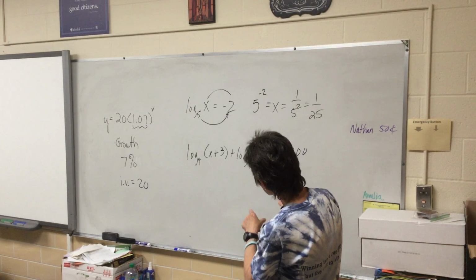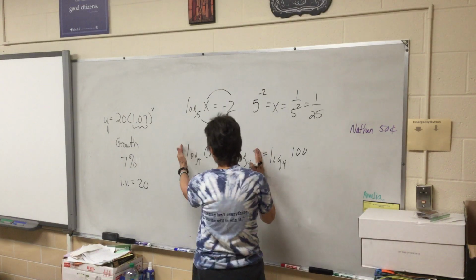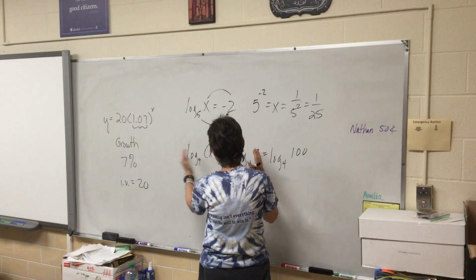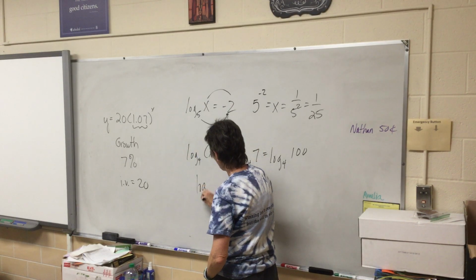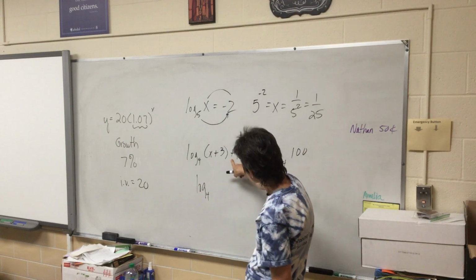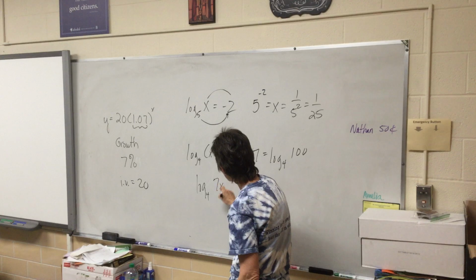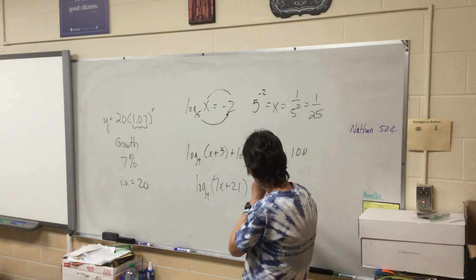Now, we're going to approach this problem in a similar way, but the problem is there's 2 logarithms over here. You can't have 2 logarithms. So we got to put these together so there's only 1. Since they're being added, when I put them together, they're going to go together as a multiplication.